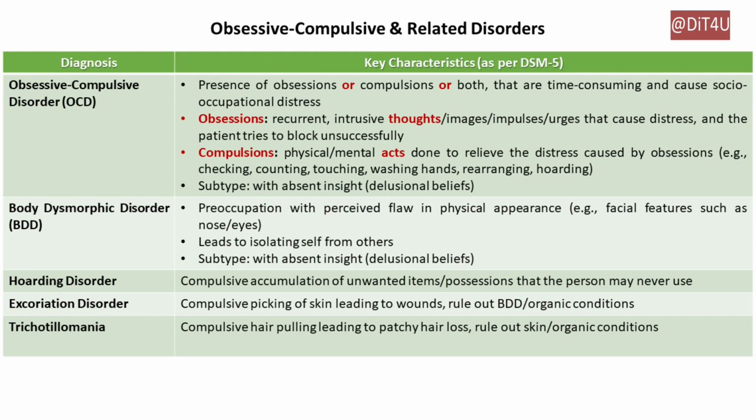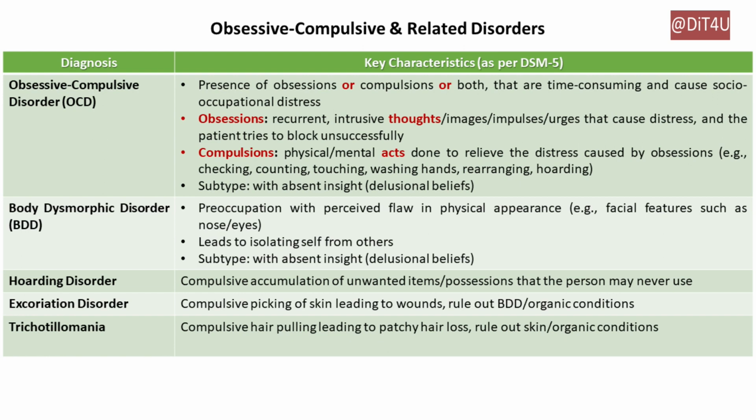Examples of obsessions: recurrent intrusive thoughts, images, or impulses or urges that cause distress, and the patient tries to block them unsuccessfully. Distressing thought keeps coming. Patient tries to block the thought and move forward, but he's unable to because it keeps coming. It's intrusive. Compulsions: physical or mental acts done to relieve the distress caused by the obsessions.